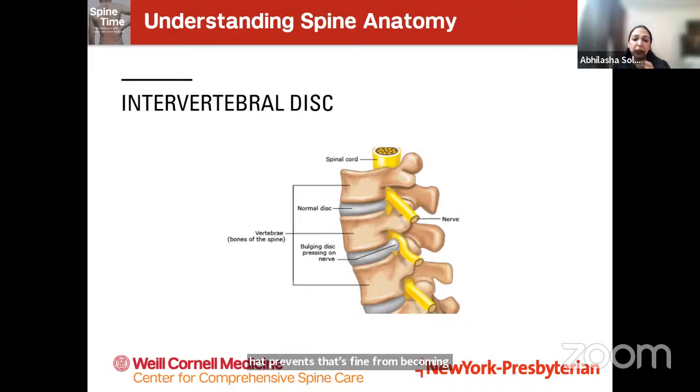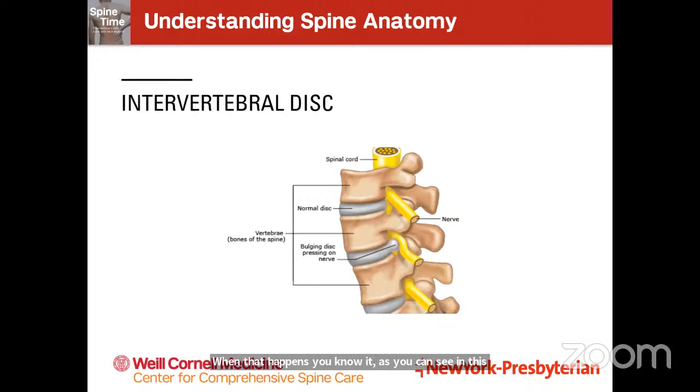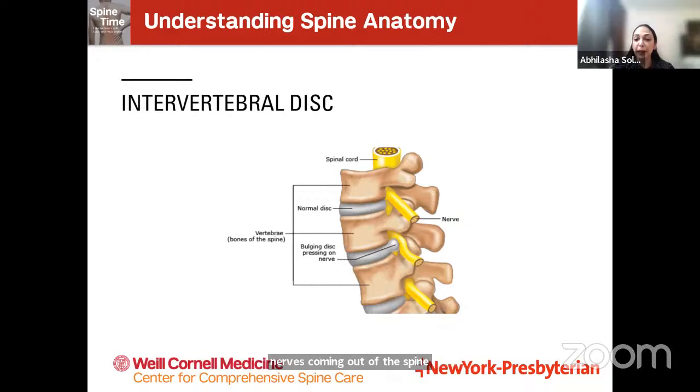Over time, the inside of the disc, which is the soft portion, can start losing water. And that's when we initially start getting disc degeneration. And over time, there can be disc herniation, which is often termed as bulging discs, in layman's terms. When that happens, as you can see in this picture, the bulging disc can sometimes irritate nerves coming out of the spine. And as a result, you could have pain, you could have numbness, occasionally muscle weakness as well. And this is something that you often go to see the pain doctor for.